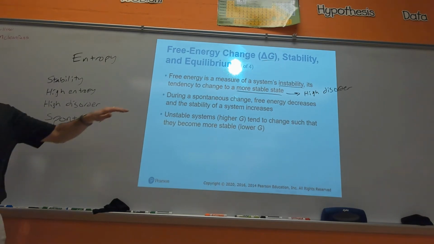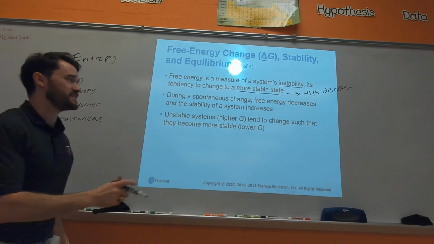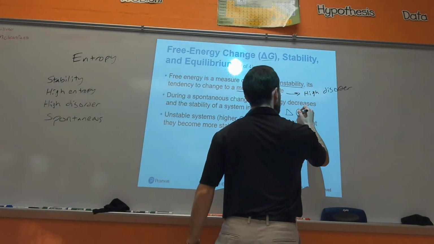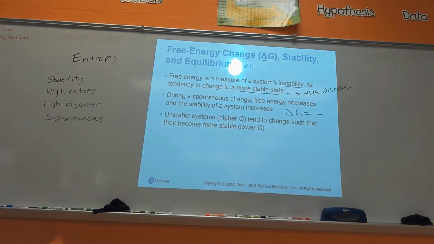So this second bullet point, I mentioned this: spontaneous reaction, free energy decreases. What that means is delta G is negative. When they say free energy decreases, the delta G will go down. And we say that's spontaneous.